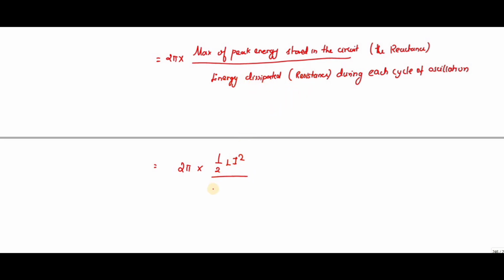So power I can write as 1 divided by 2 I square R. Time I can write as 1 divided by F, that is frequency. Here this will get cancelled out, and I will get 2 pi F L divided by R. That is nothing but XL divided by R.